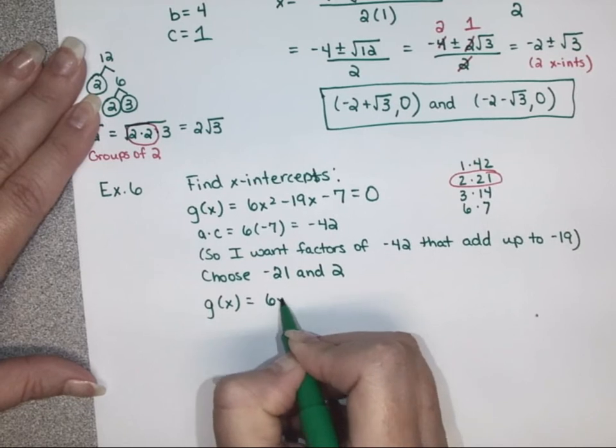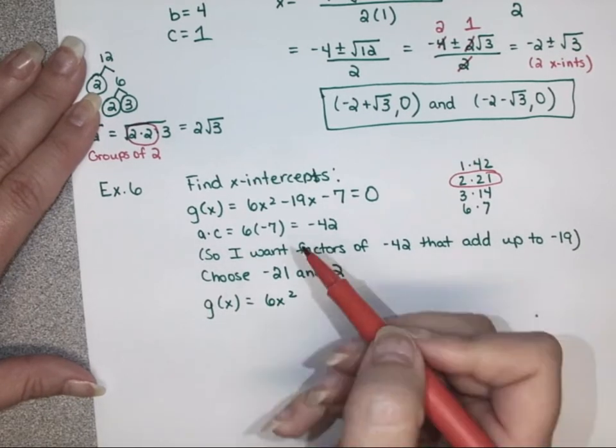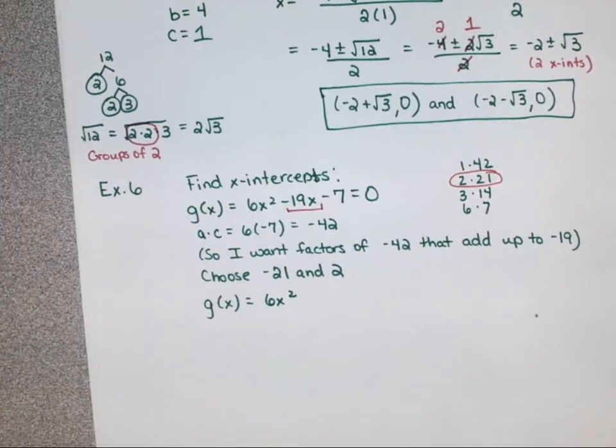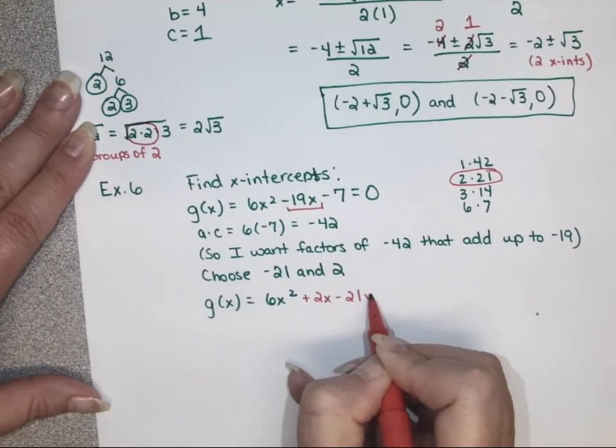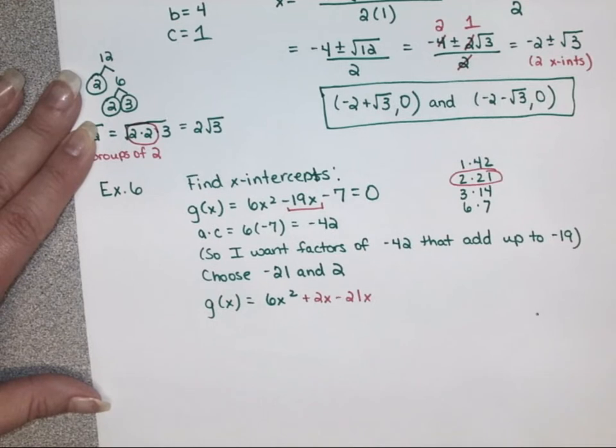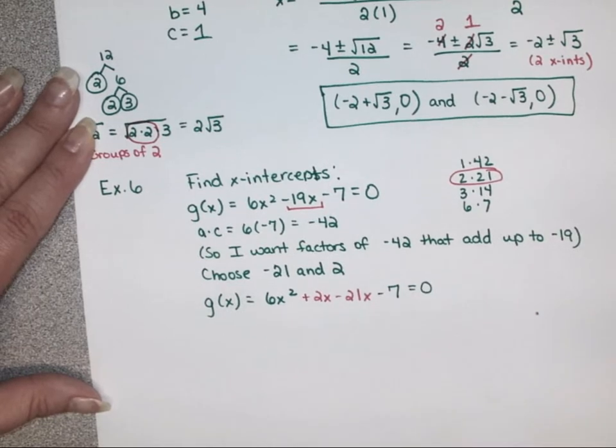So here's what we've got. It's going to be 6x squared, and this guy is going to get replaced with how many parts? 2 parts. It doesn't matter which one you start with. So I can do plus 2x minus 21x as long as I make sure that the minus sign is in front of the 21. But you would have the same result if you did minus 21 plus 2.